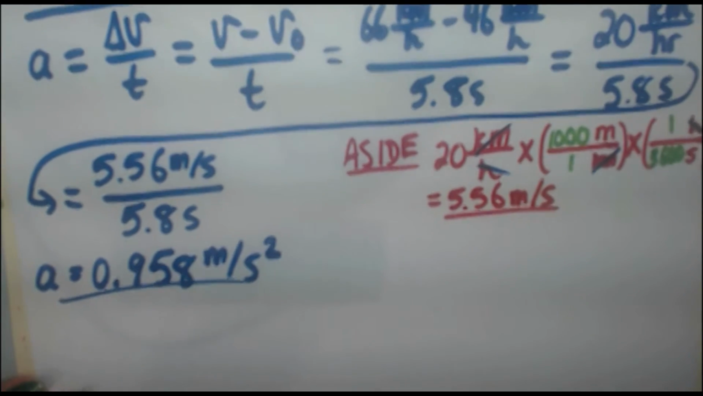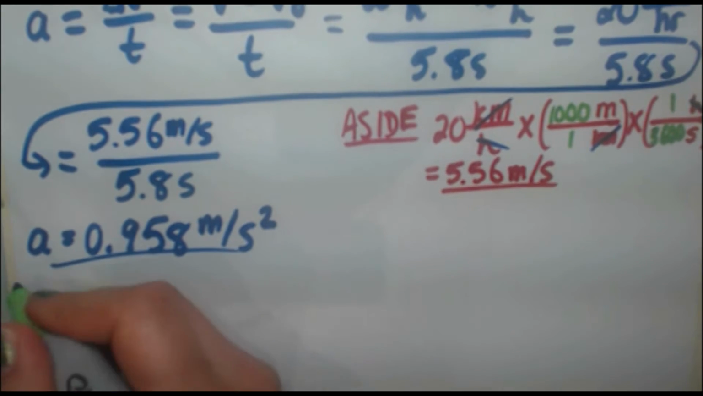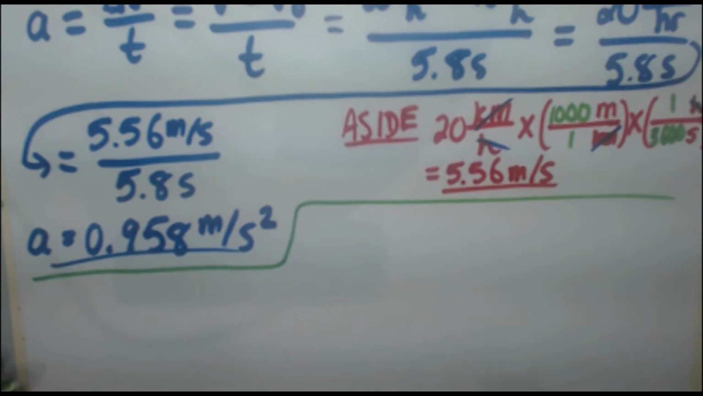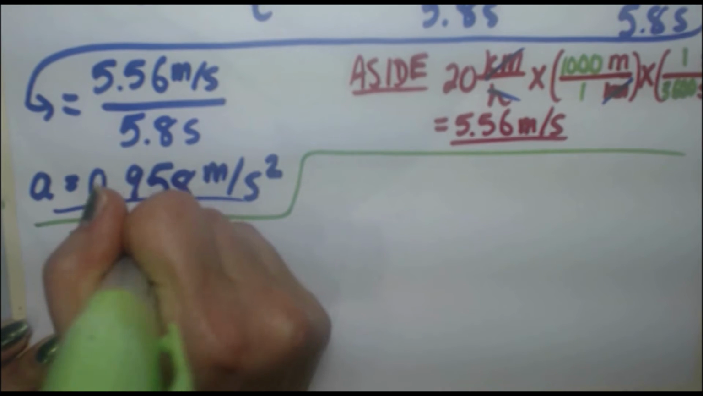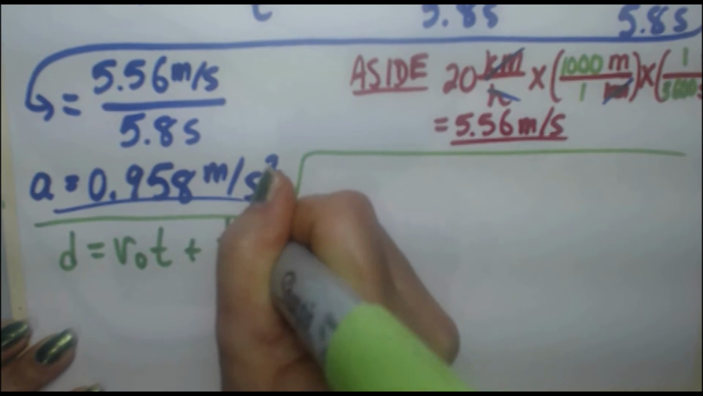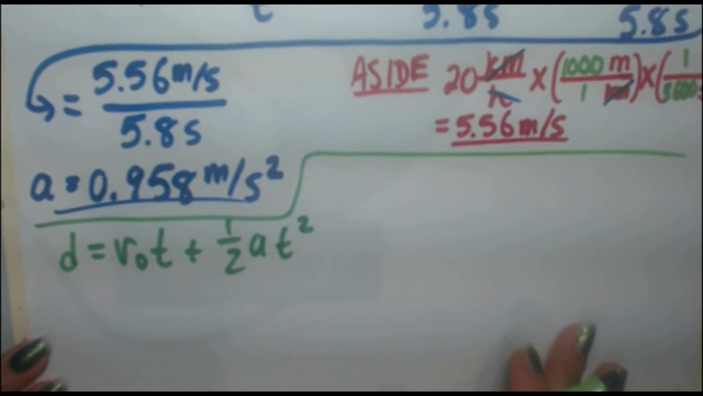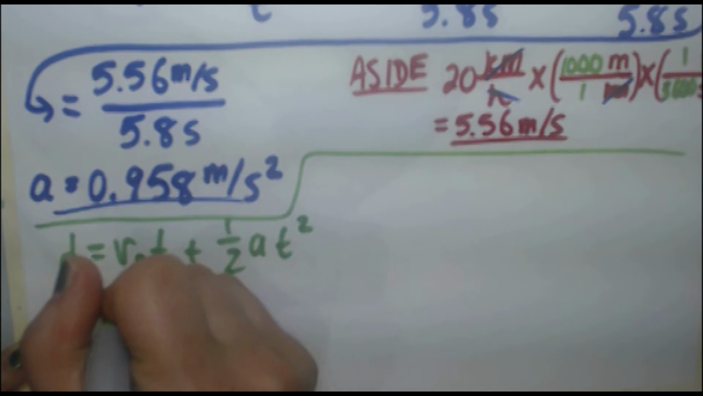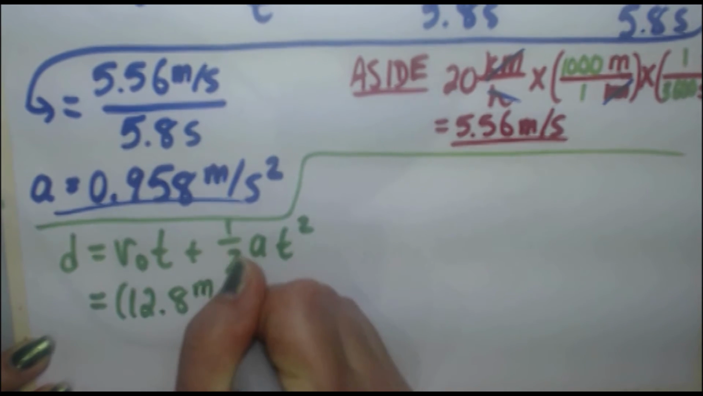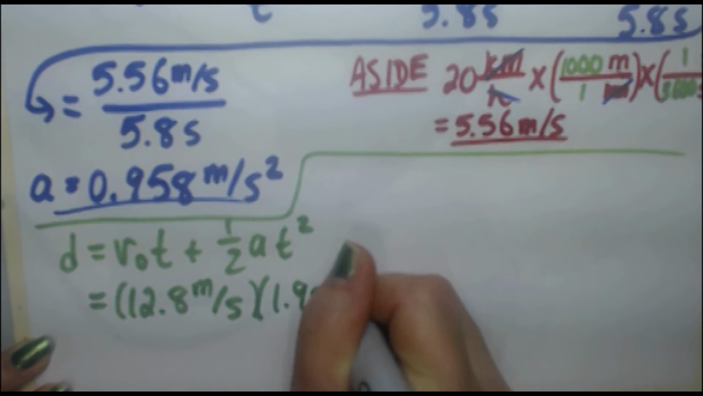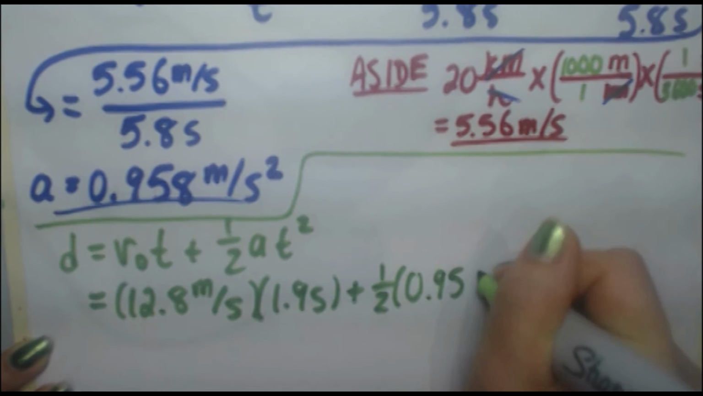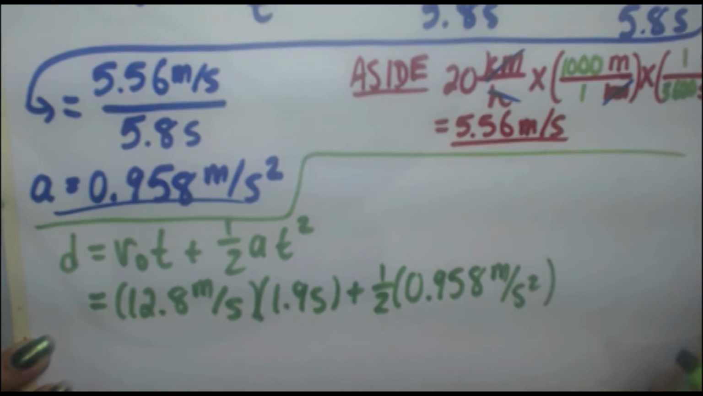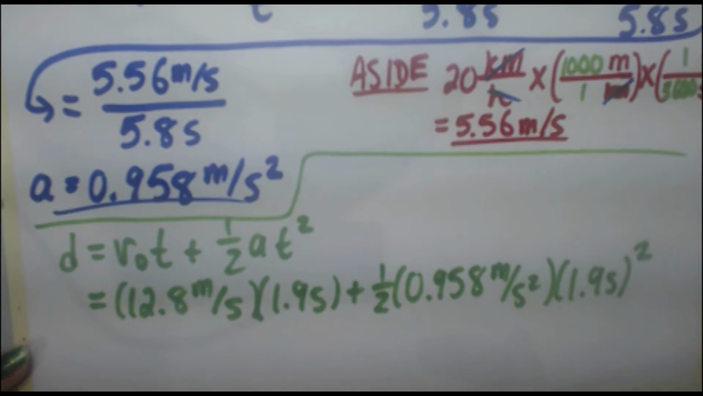Okay, so we're going to calculate the distance that she can pass. Let me just draw a line there. This is a separate calculation now. So let's use this kinematic formula. D equals V initial times time plus 1/2 acceleration times time squared. Okay, so V initial, 12.8 meters per second. She's got 1.9 seconds to cross, plus 1/2 times the acceleration, 0.958, the one we just calculated, meters per second squared, again, times 1.9 seconds squared. Don't forget that too.